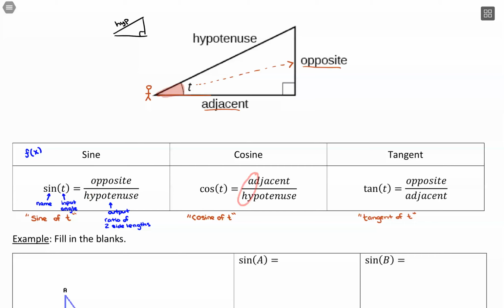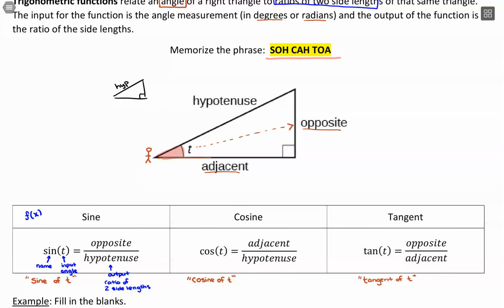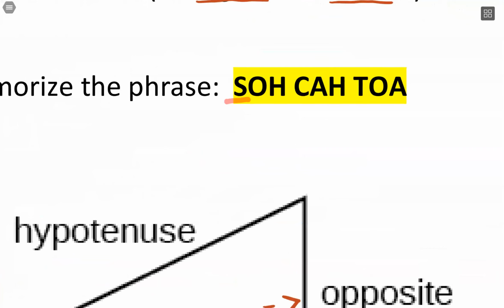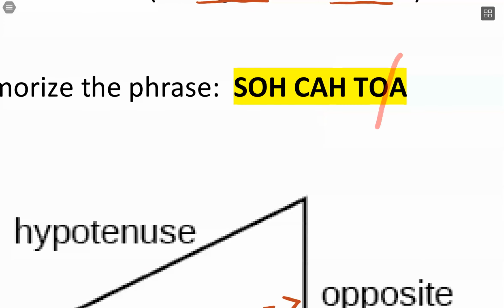Cosine is always adjacent over hypotenuse, and tangent is always opposite over adjacent. And this is where SOHCAHTOA comes in. It helps us remember if we're working with sine, it's opposite over hypotenuse; cosine, adjacent over hypotenuse; tangent, opposite over adjacent. So SOHCAHTOA can help a lot.